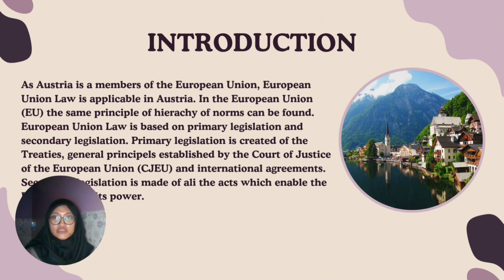In the European Union, the same principle of hierarchy of norms can be found. European Union law is based on primary legislation and secondary legislation. Primary legislation is created of the treaties, general principles established by the Court of Justice of the European Union, and international agreements. Secondary legislation is made of all the acts which enable the European Union to exercise its power.